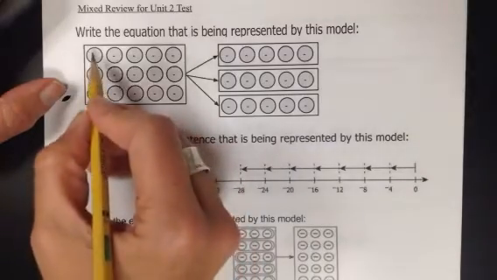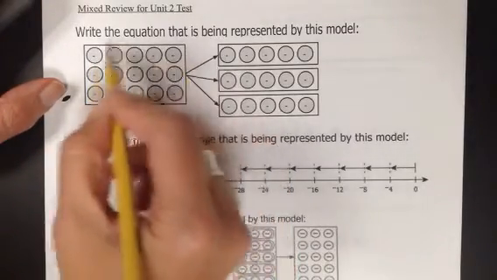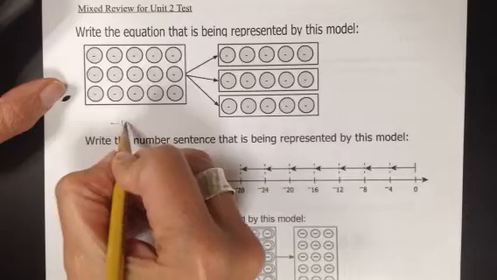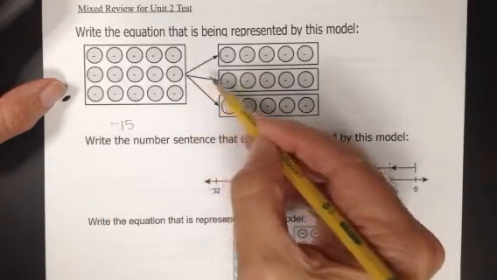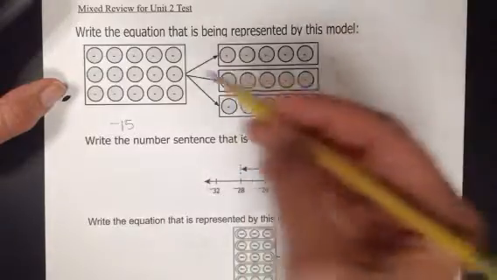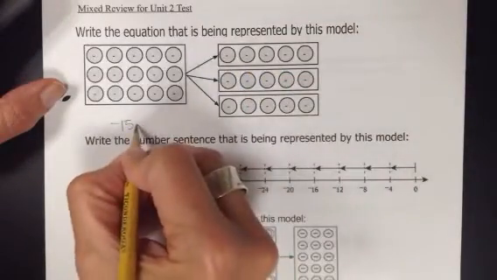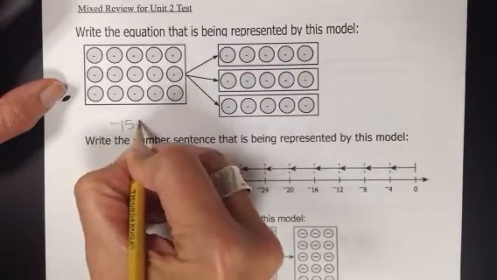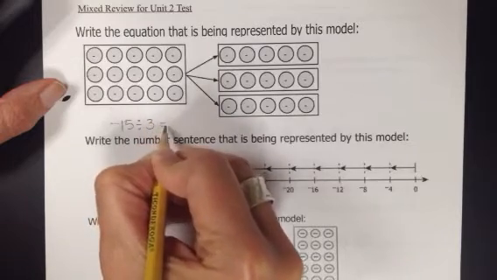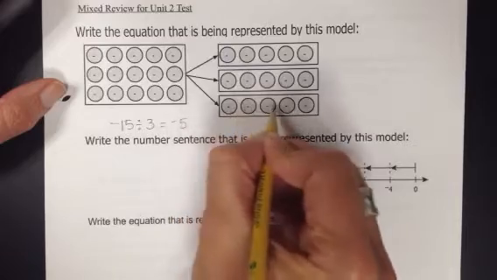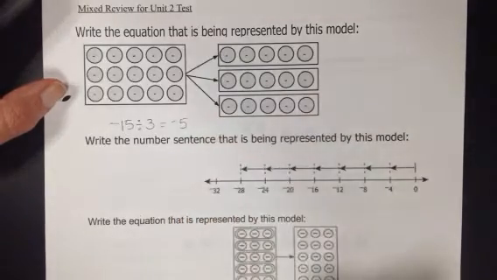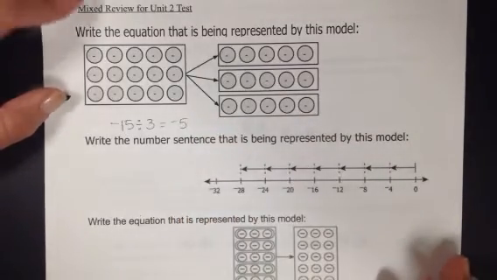For this question, you can see that there are 15 negative numbers, so this would be negative 15, and that negative 15 is divvied up into 3 different groups. That would be a division problem. It's divided into 3 groups. In each one of those groups are negative 5. 1, 2, 3, 4, 5, negative 5. So that is a division problem.